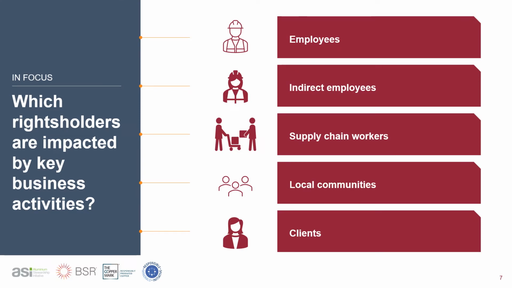Let's take a closer look at which rights holders may be impacted by key business activities. The type and the severity of impacts will vary between and within each rights holder group. It is important to remember that rights holders may have different levels of education, linguistic abilities, and knowledge of a company, which may impact how comfortable they feel raising a complaint. Therefore, understanding the different audiences for whom the grievance mechanism is intended to serve is critical. These groups may include employees, indirect employees, supply chain workers, local community members, and clients or consumers.